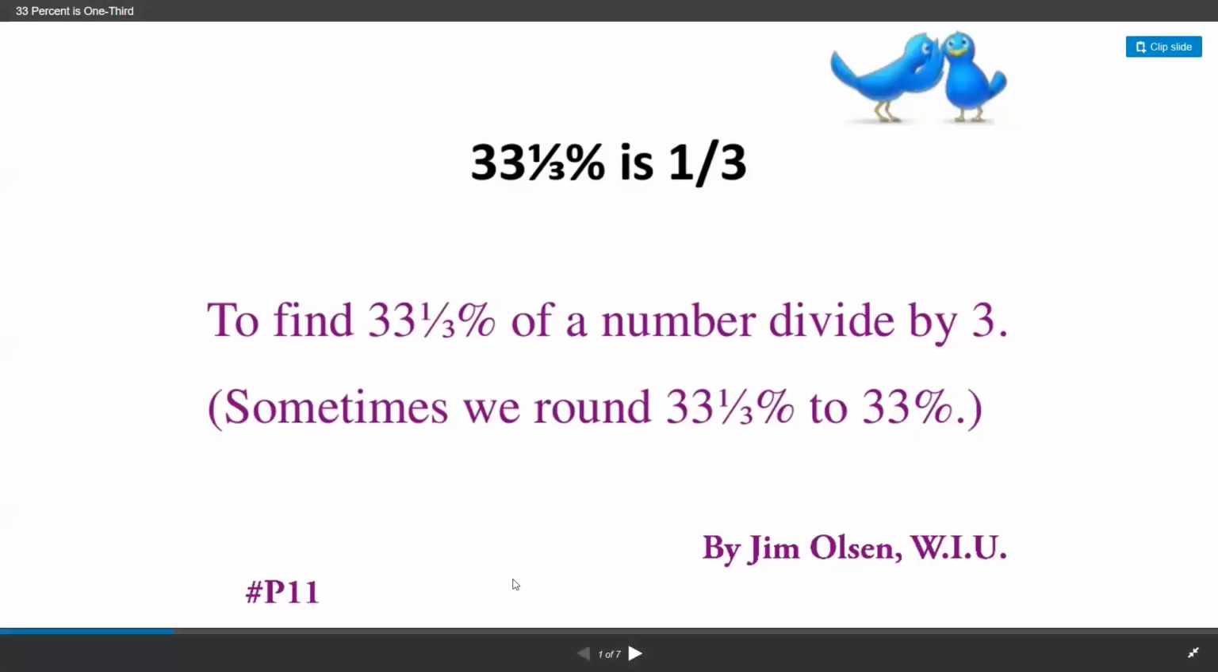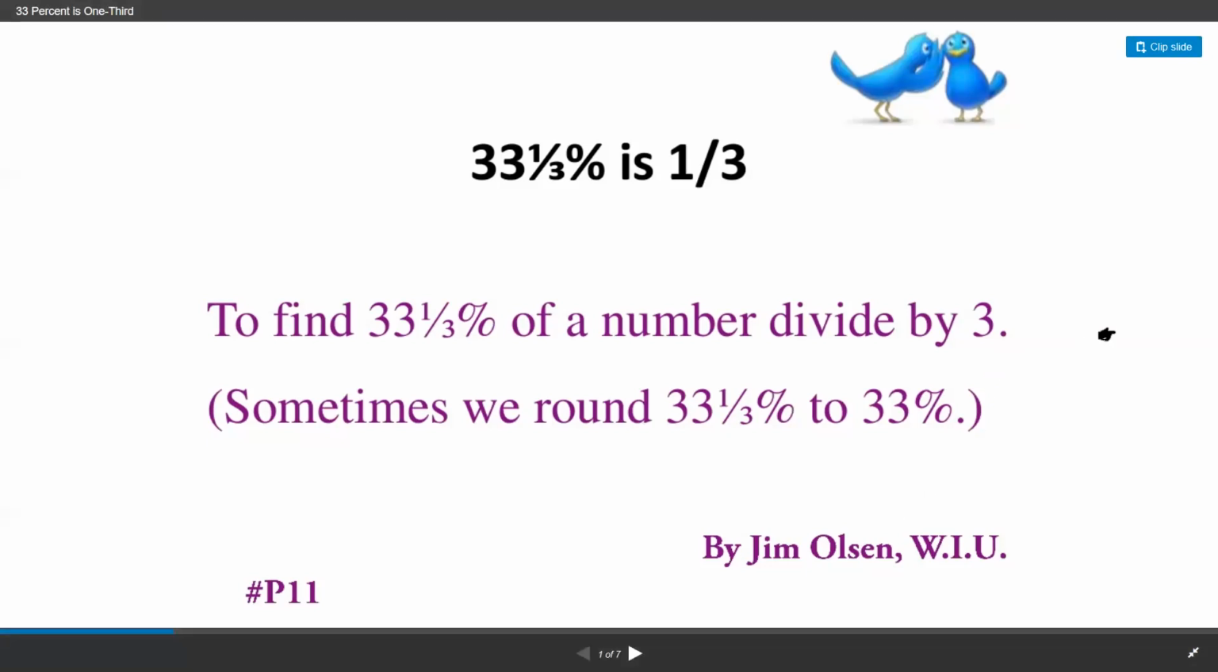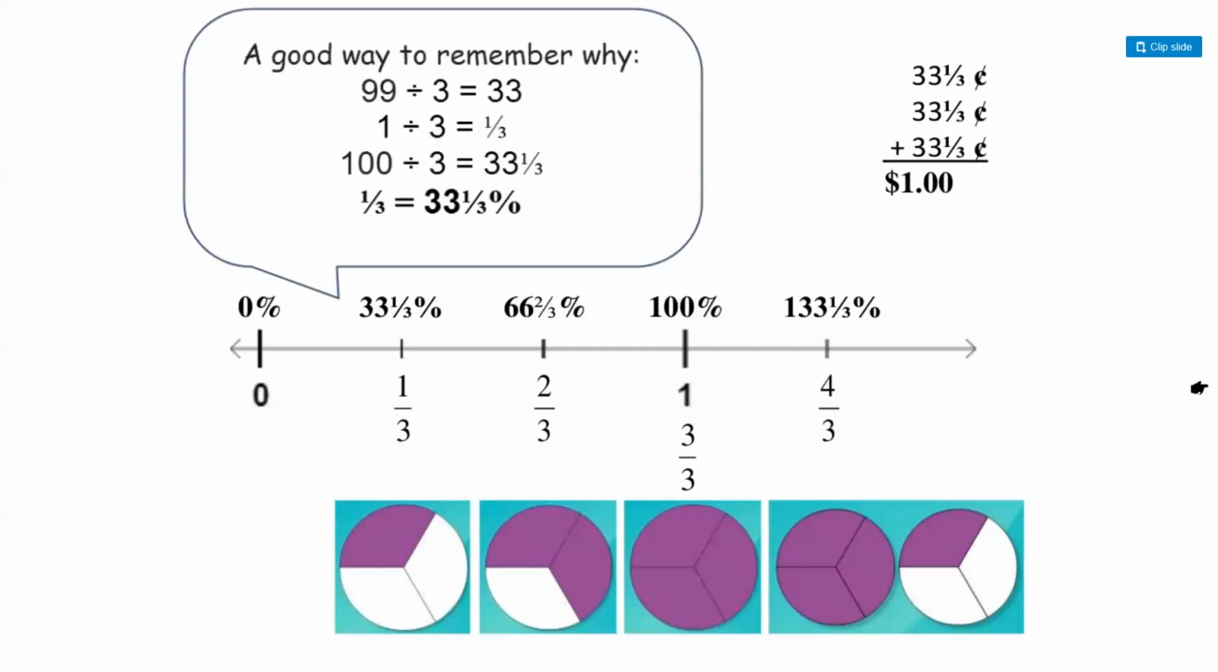To find 33 and 1/3 of a number, divide by 3. Sometimes we do round off 33 and 1/3 to 33%. Why is it that 1/3 is 33 and 1/3%? Here's a good way to remember it.